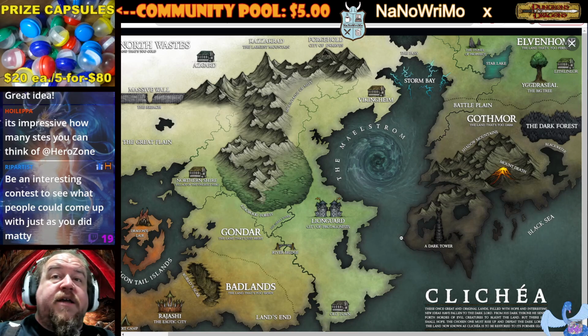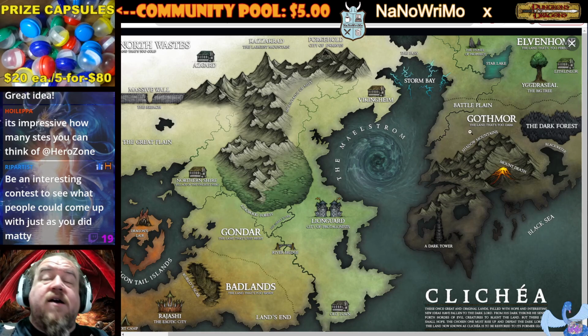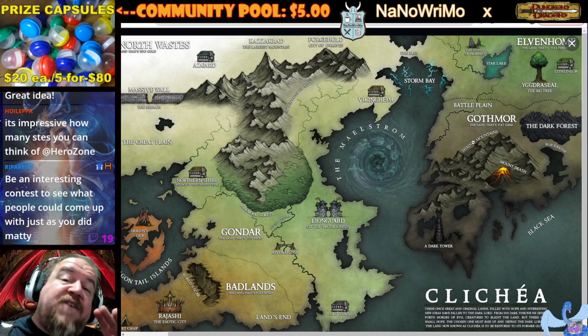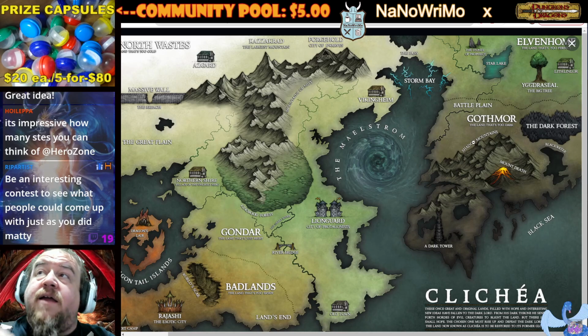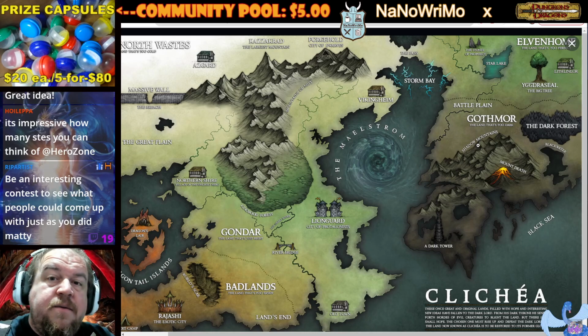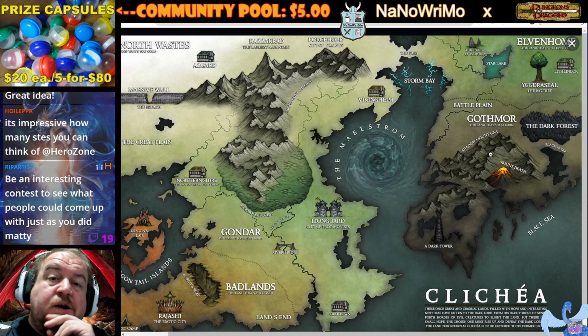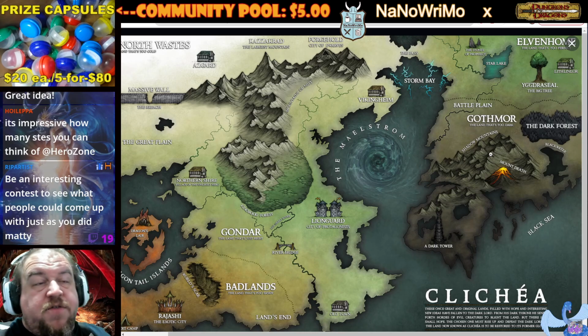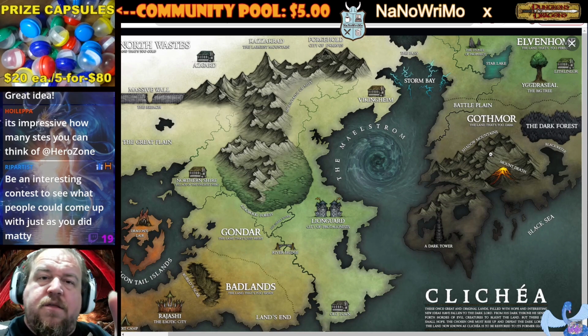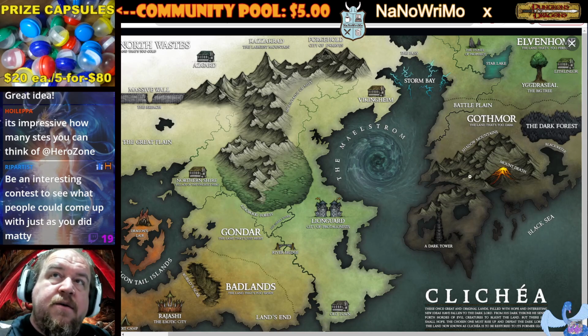But in many stories, there's always the Badlands. There's always the Gondar and the Gothmore. And it's fine to have a Gondar and a Gothmore. But you'll find that these locations are the same, even if the stories differ or the order of things. But there we go.